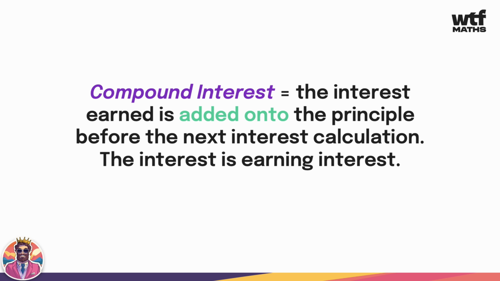But with compound interest, the interest you earn each year is added onto the principal before the next interest calculation. So what that means is any interest you are earning is also earning interest itself. And that's why it went up by $10 and then $11, and it kept creeping up slightly more each time because that interest was also earning interest.